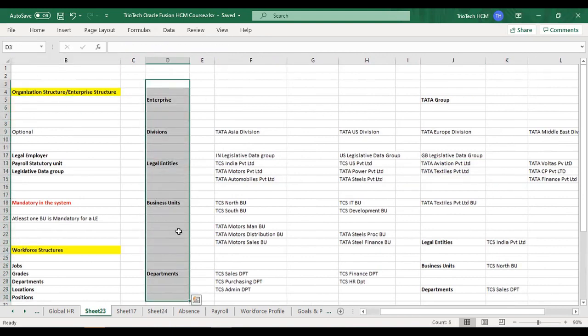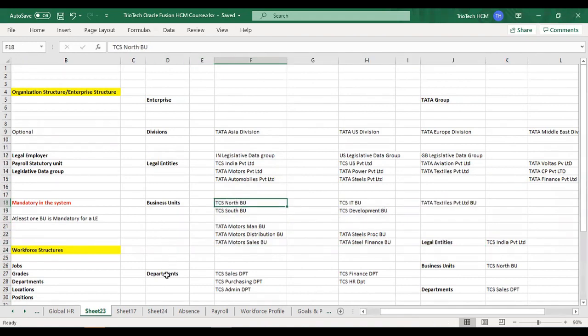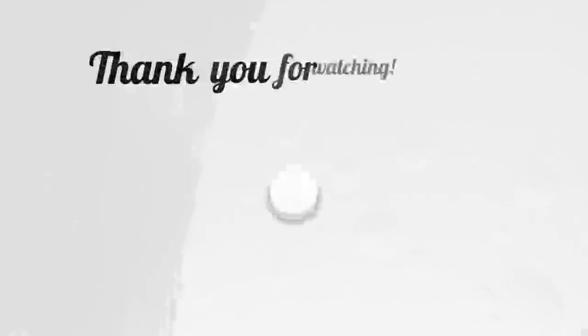So understand the hierarchy and which comes after which. We have the enterprise at the top, we have divisions followed by legal entities, under each legal entity we have business units, and under each business unit we have departments in the system. This is the org or enterprise structure that we have in the Fusion system, team.